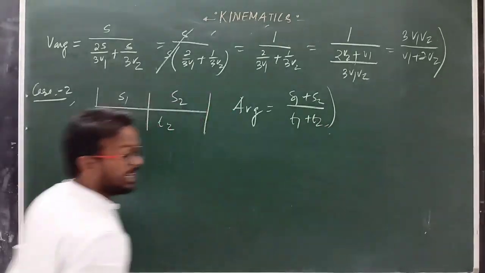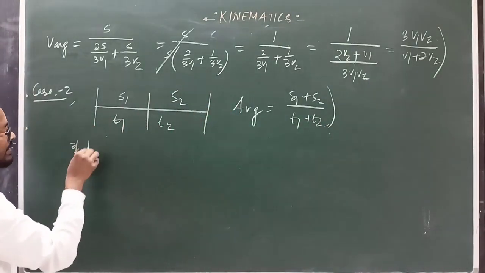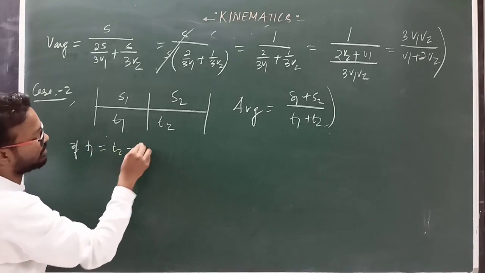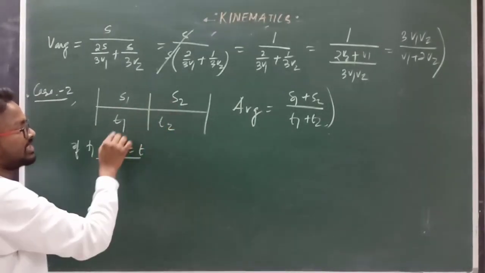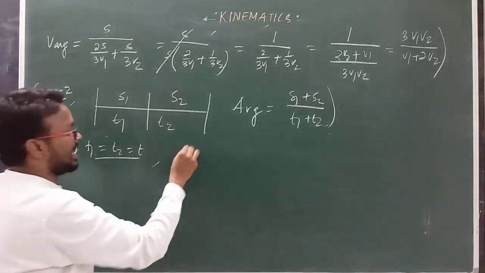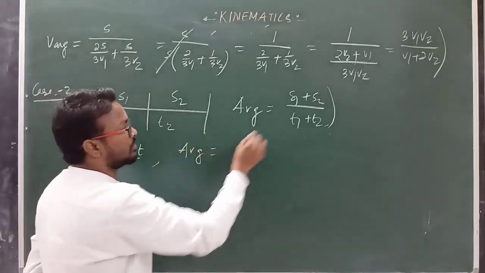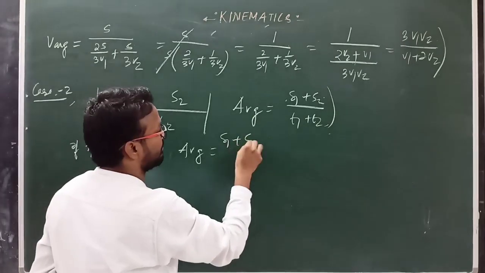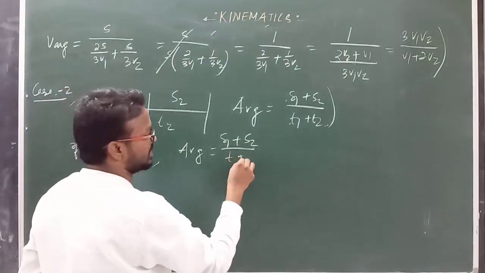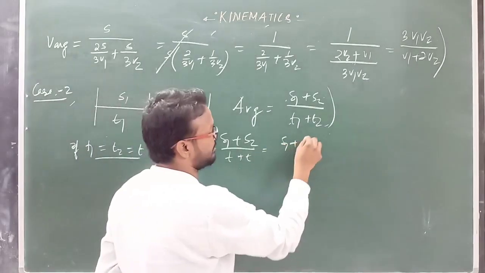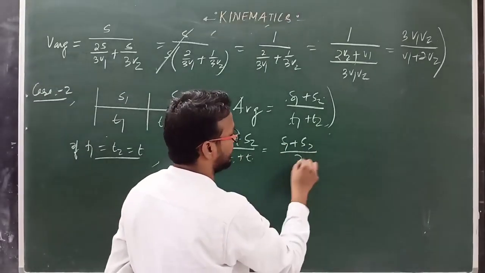This is the average speed. If the question gives that T1 equals T2 equals T, that is, different distances are traveled but the time intervals are equal, then the average speed equals total distance S1 plus S2 divided by T plus T, that is, S1 plus S2 by 2T.